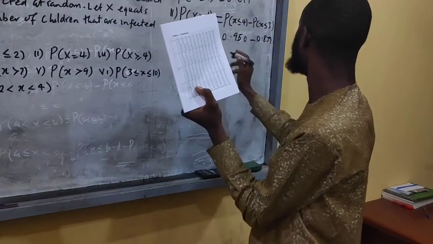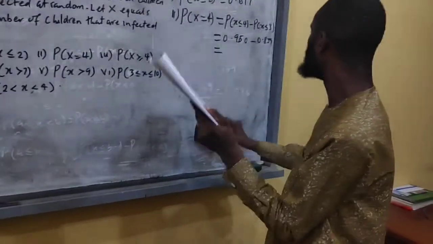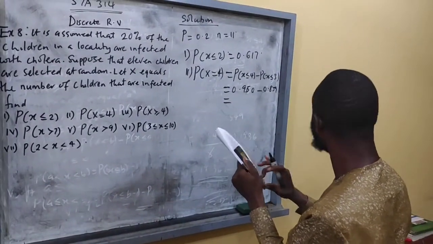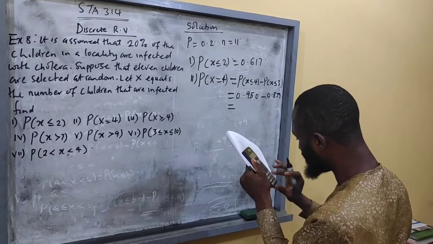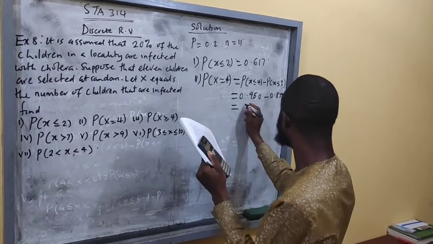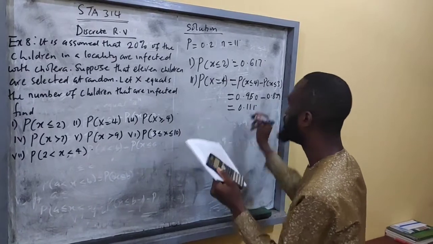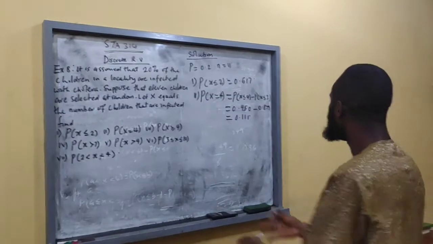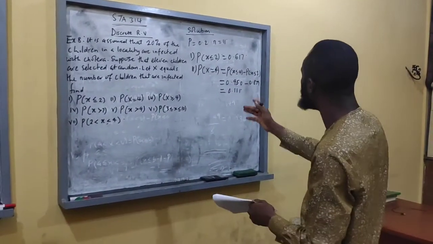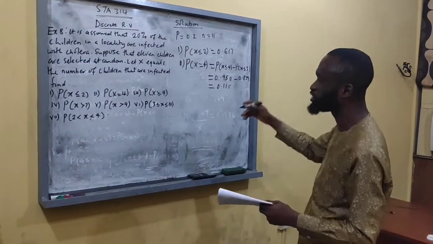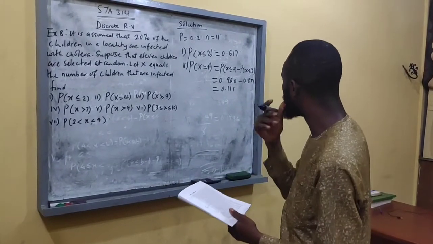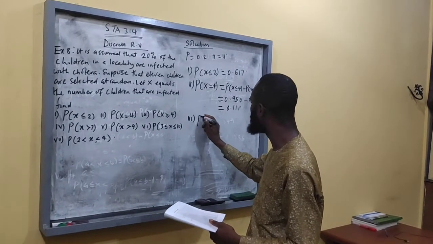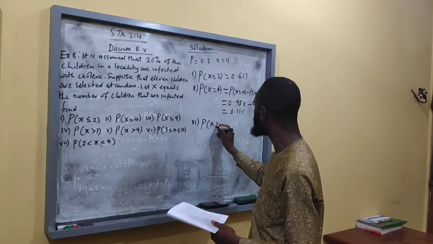Then if you use your calculator to confirm it, you are going to have 0.950 minus 0.839. Then the answer is 0.111. That is how to use it. If you have an exact value, x equals to, it's going to be the upper bound minus the lower bound. The upper bound will be your number, the lower bound will be subtract 1 from the number. That is how to get that. Now, the Roman figure 3. We want to find p of x less than or equals to 4.